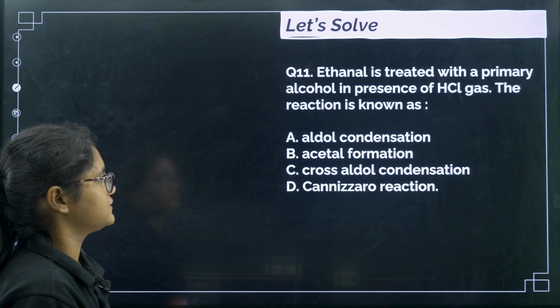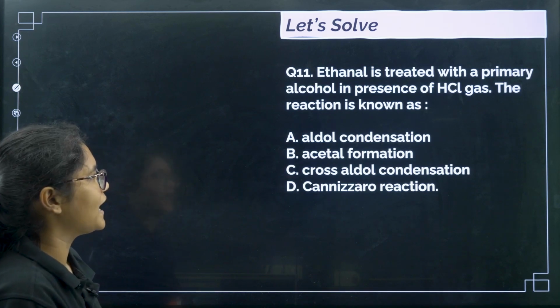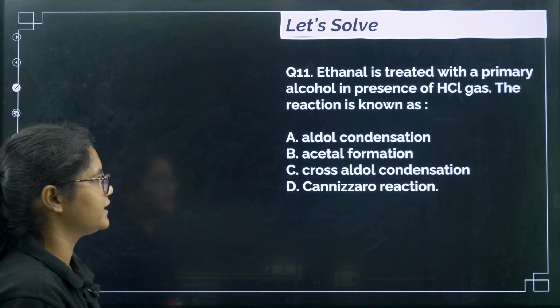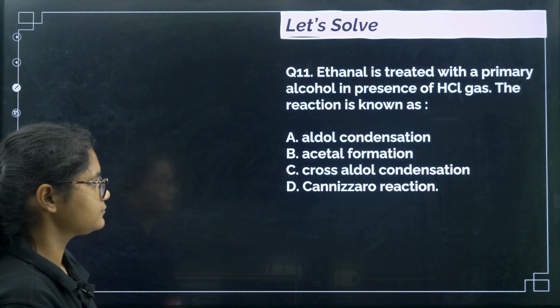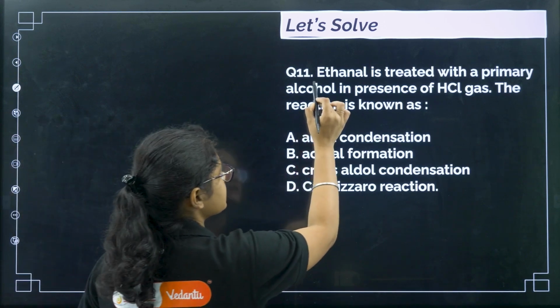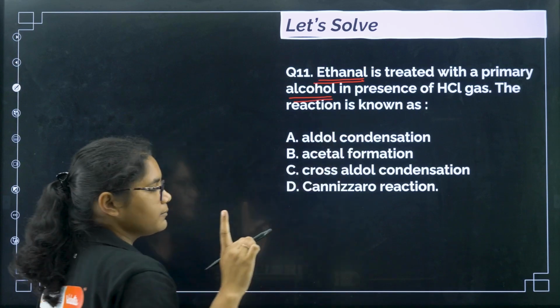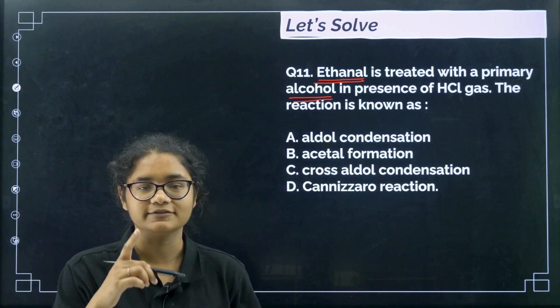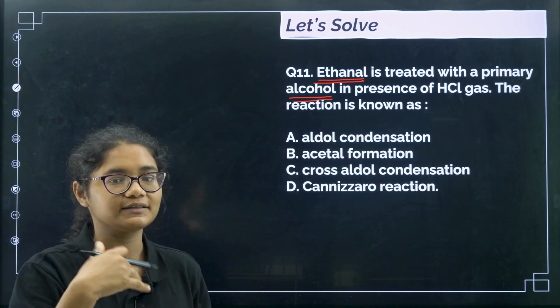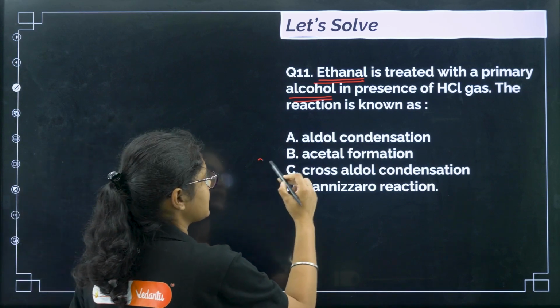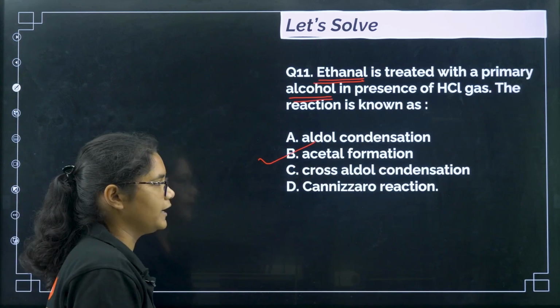Okay. Next, ethanol is treated with a primary alcohol in presence of HCl gas. The reaction is, okay, ethanol. So there is a reaction of aldehyde with alcohol. And if you remember, addition of alcohols we have studied, it gives you hemiacetal and then acetal. So this reaction is nothing but acetal formation, right?